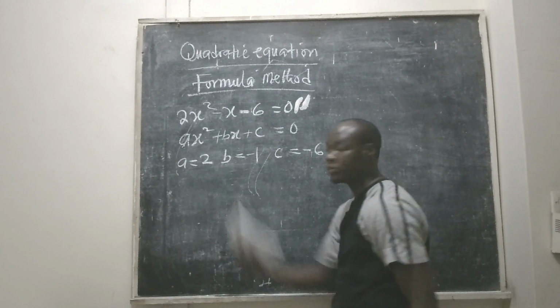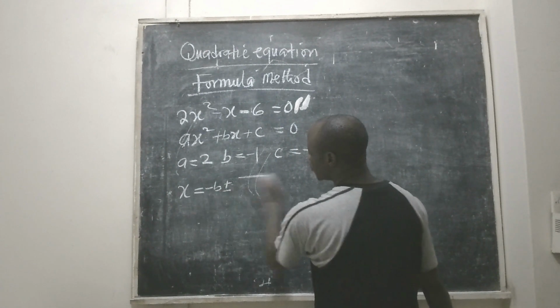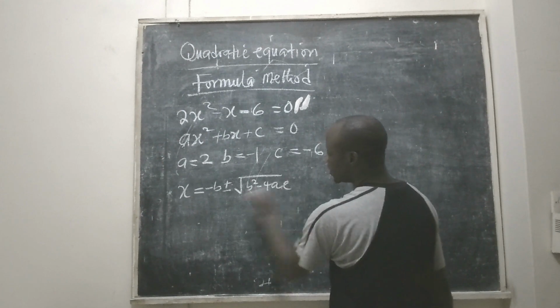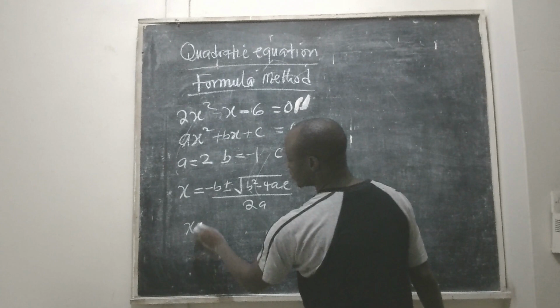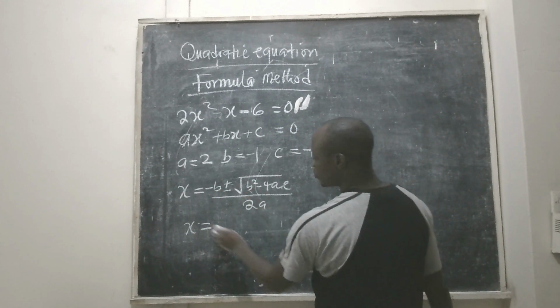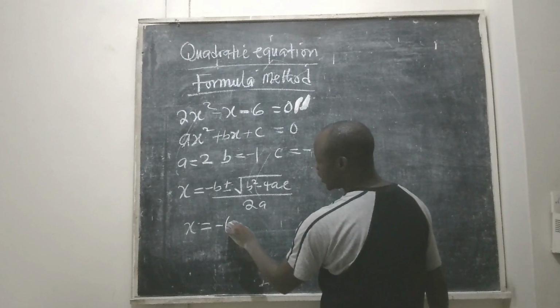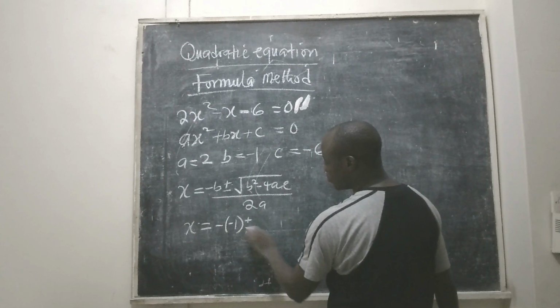And from here, you can simply apply the formula by saying x is equal to minus b plus or minus square root of b squared minus 4ac, all over 2a. And our b here is minus 1, so we have to open another bracket since it is minus. So we have open bracket minus 1, plus or minus.